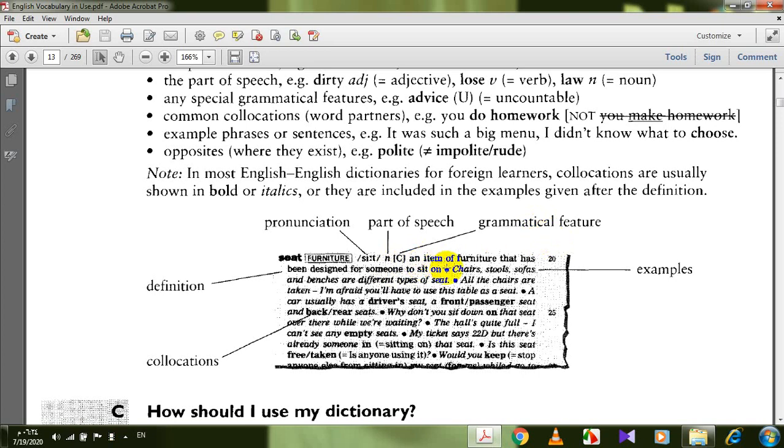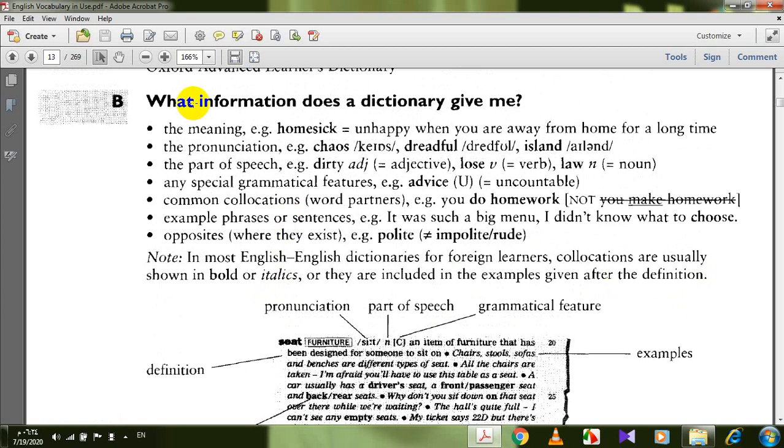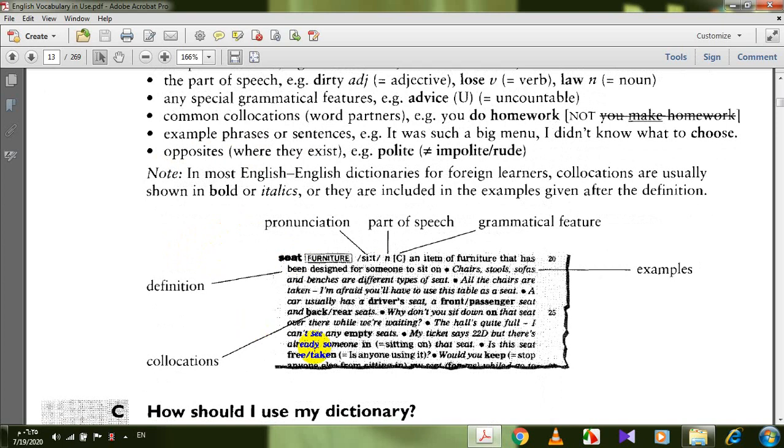Countable, uncountable. An item of furniture that has been designed for someone to sit on. Okay, chair. This is in italics. This is the synonym. Chair, stool, sofa. An example: sofas and benches are different types of seat. Okay, so this is an example. So what we have already mentioned about the information included in the dictionary is here. So pronunciation, part of speech, grammatical feature, example, definition. This is the definition.